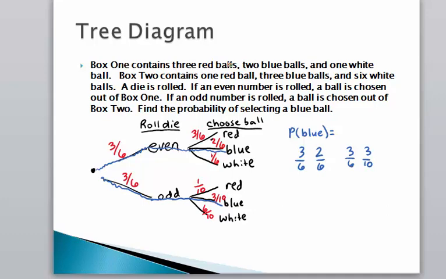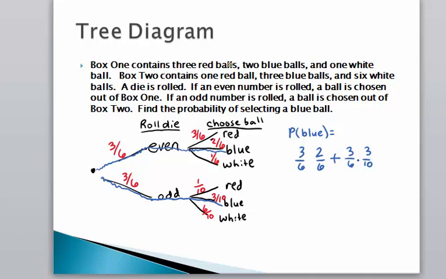Now, as you recall, we have keywords that help us determine when to add and when to multiply. So I want to ask a question. In order to end up with a blue ball, do you have to go the top path and the bottom path? Or is it the top path or the bottom path? You only actually have to do one of those in order to select a blue ball. So it can be the top path, which is represented by the first 2 numbers, or, and remember or indicates addition, the bottom path.